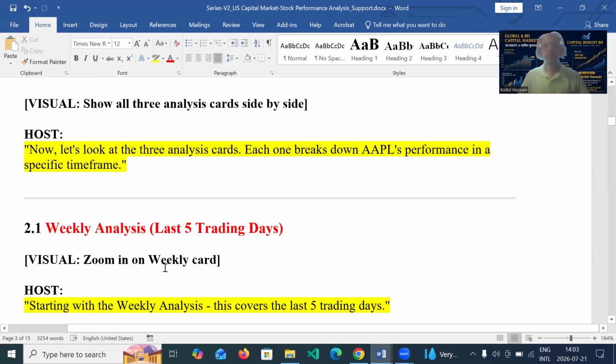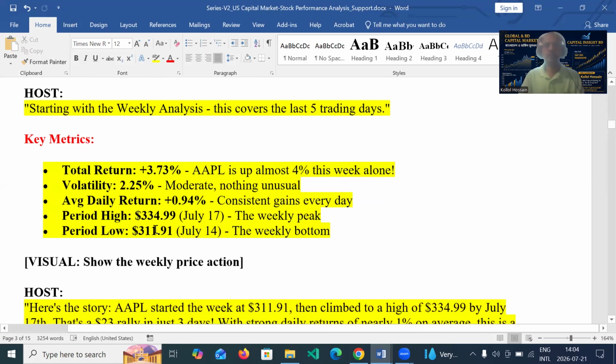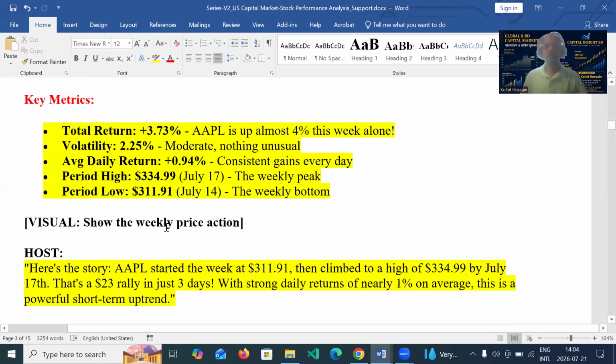Now let's look one by one. First, starting with weekly analysis. This covers the last 5 trading days. Total return 3.73% positive. Apple is up almost 4% this week alone. Volatility 2.25%, moderate, nothing unusual. Average daily return plus 0.94%, consistent gains every day.